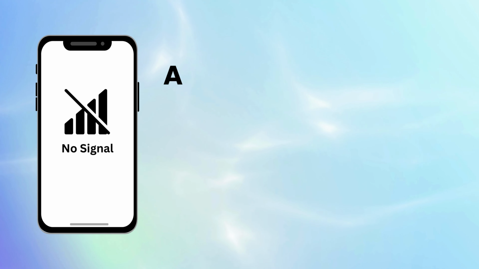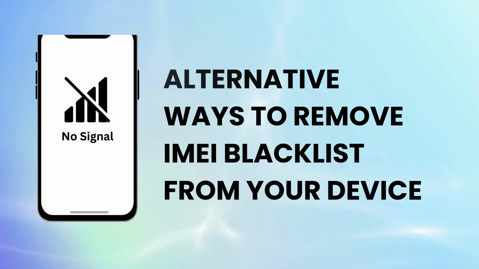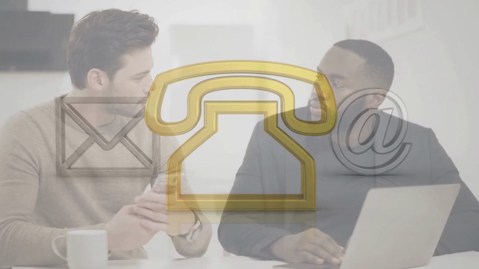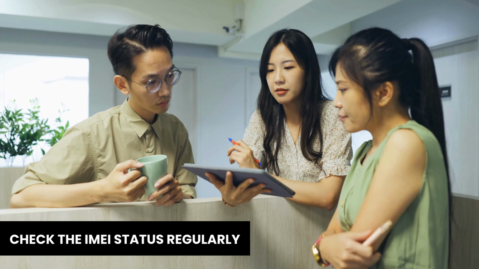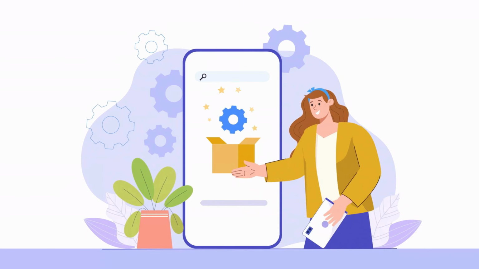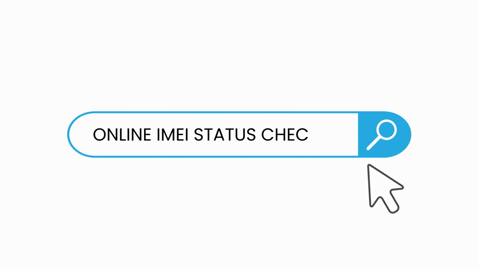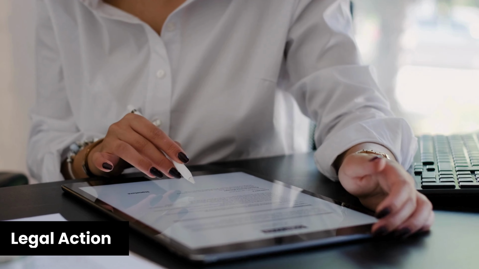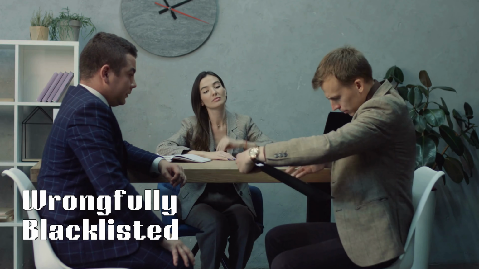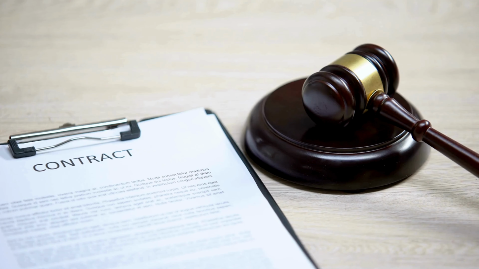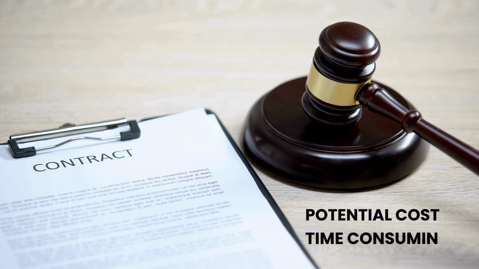Now, here are some more ways to remove an IMEI blacklist from your device. Contact the carrier. Reaching out directly to your carrier is a great option. They can provide accurate information and might offer solutions based on their policies. Check IMEI status. Blacklists are sometimes updated and devices can be removed for different reasons. Use online IMEI status checkers to stay informed on your device's status. Legal action. If your device was wrongly blacklisted and you can't resolve it with the carrier, consulting a legal professional might be an option. Consider this a last resort due to the potential costs and time involved.